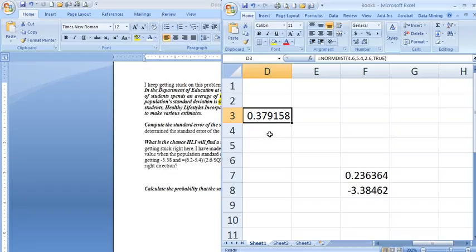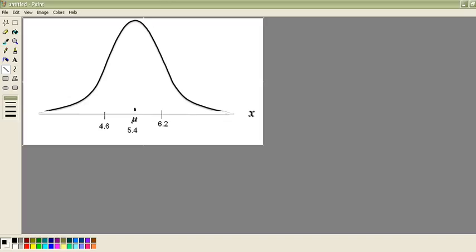So 0.3792. Now, what you have to remember as you do this with technology is, where is this area? And I have already drawn a picture here. And remember, we started with the point 4.6. Now, 4.6, it's the area to the left of this, to the left.